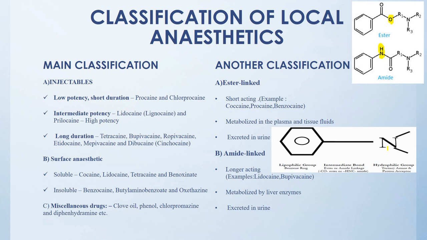But dear students, if you're asked about the classification, you have to write this too. Now, if you remember about ester linked and amide linked, it's perfectly alright. If you don't remember, it's not a problem. But if you're specifically asked to write the classification of local anesthetic based on its chemical structure, then you have to definitely mention this ester linked and amide linked. Then you can't be writing injectables and surface anesthetic.